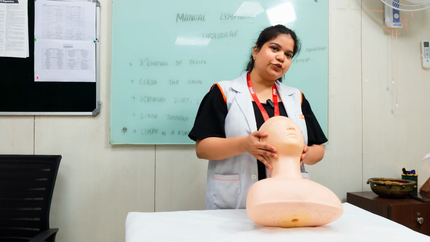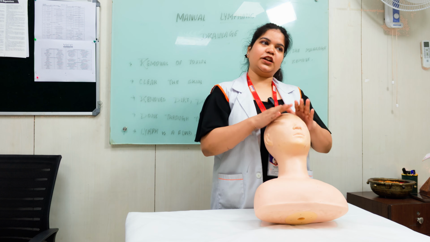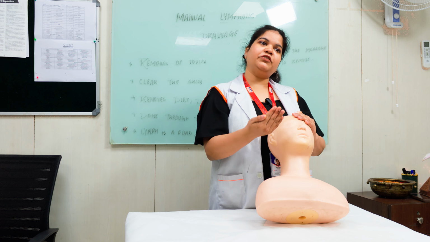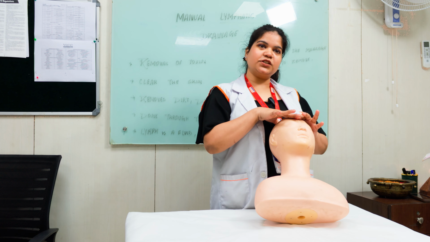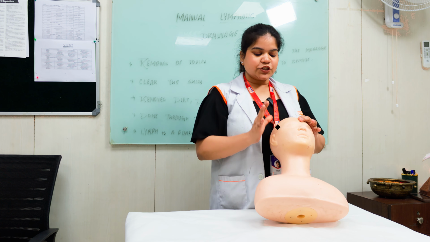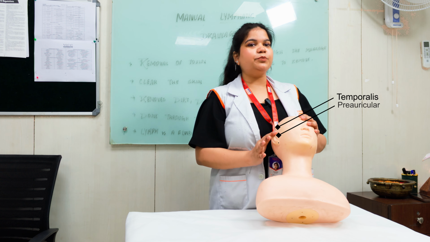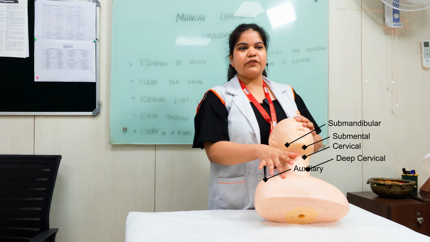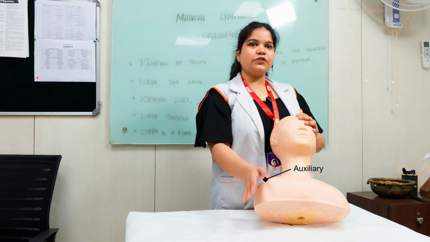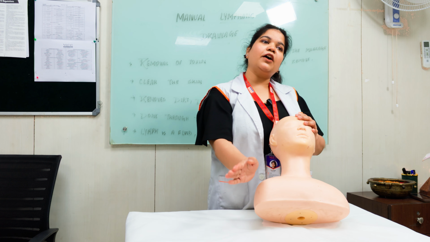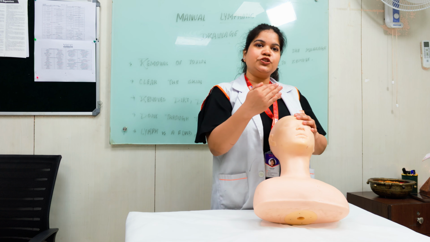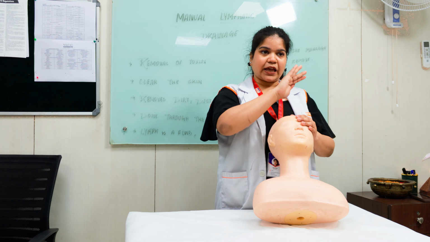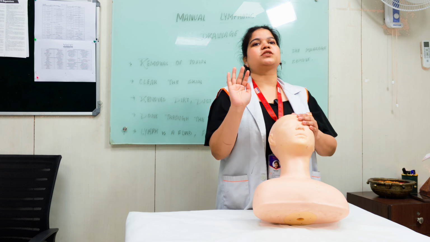Students, today I'll show you how we do the drainage. We are going to perform it on the dummy. As I have informed you, we have different nodes, and the nodes for the face start from here: temporal, preauricular, postauricular, submandibular, submental, cervical, deep cervical and axillary. At the last we come to the axillary and pump out all the toxins, so that through excretion all the toxins are removed from the body.